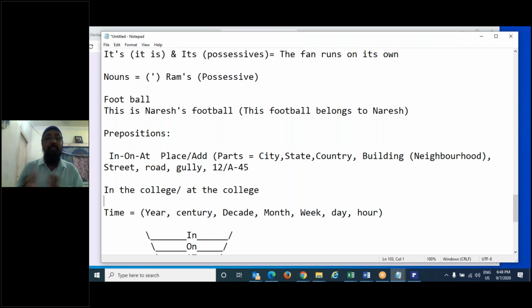So you need to make it very clear. At is referring to a complete, easy place for someone to understand. In is a larger place to understand, right?